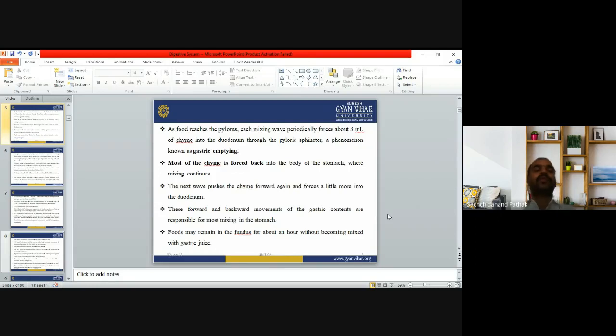As food reaches the pylorus, each mixing wave periodically forces about 3 ml of chyme into the duodenum through the pyloric sphincter, a phenomenon known as gastric emptying.